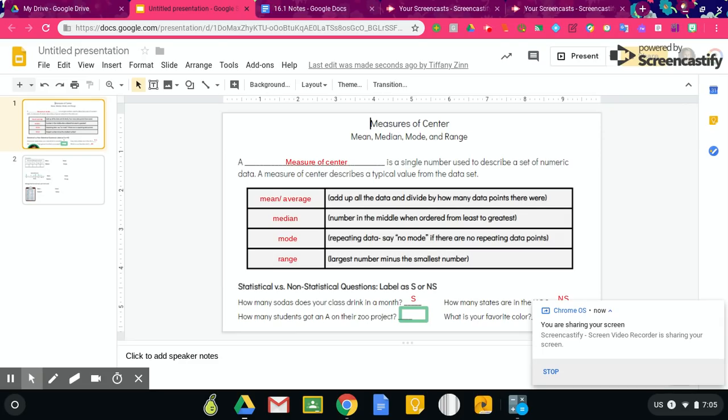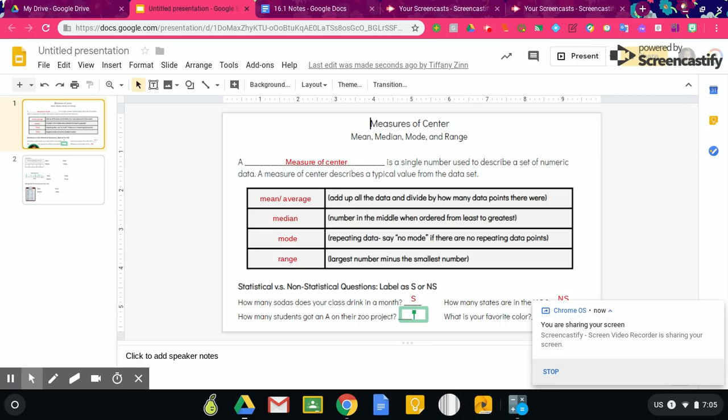So this one, it's a little tricky. It depends on how you interpret it. Because if I were to go class by class, like first hour, third hour, sixth hour, seventh hour, eighth hour, I would have a different number of kids in each class that got an A on their zoo project. But if I were to just ask for the entire 6th grade, how many kids got an A on their zoo project, I would just get one answer.